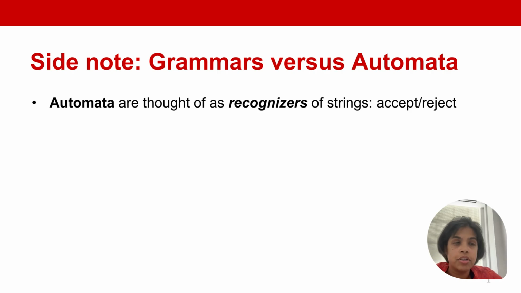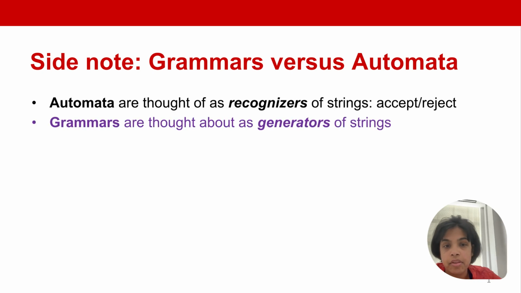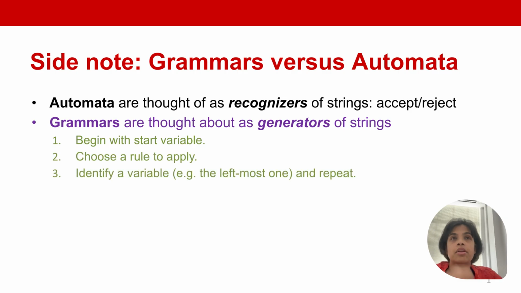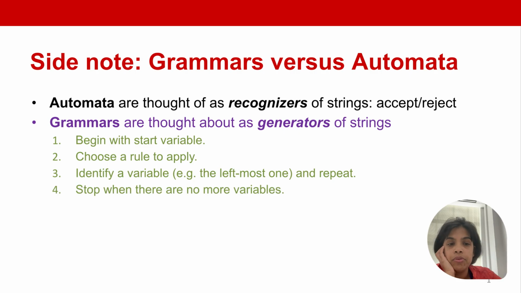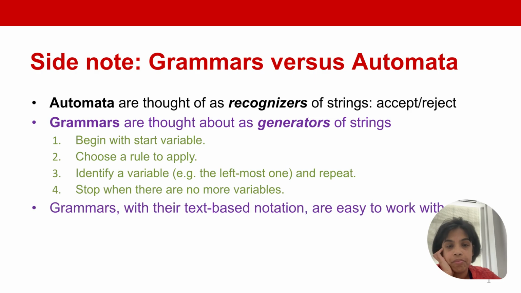We have talked about Turing machines, which also have this ability to say what's on the tape. Grammars are more like generators of strings. We start with a start variable, we choose a rule to apply, and then we just keep taking variables and then replacing them in place with whatever string it makes sense to replace it with. And we'll stop when there are no more variables.